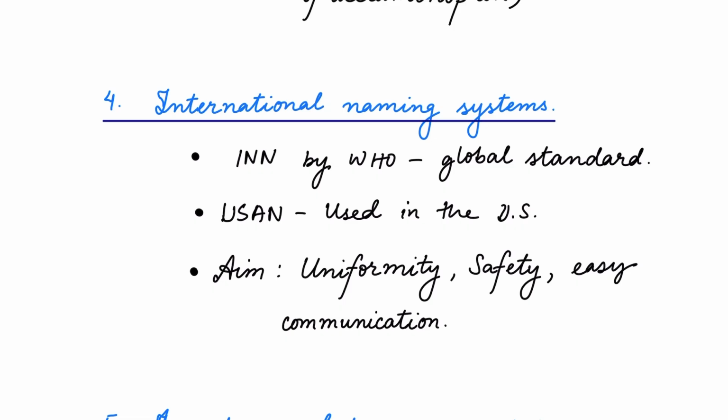How do international naming systems help us? So systems such as INN or USAN create standard naming rules so that the same drug is recognized by the same generic name worldwide. These systems help prevent the confusion, allow smooth communication between healthcare professionals across the countries, and make learning drug names much easier for the students.